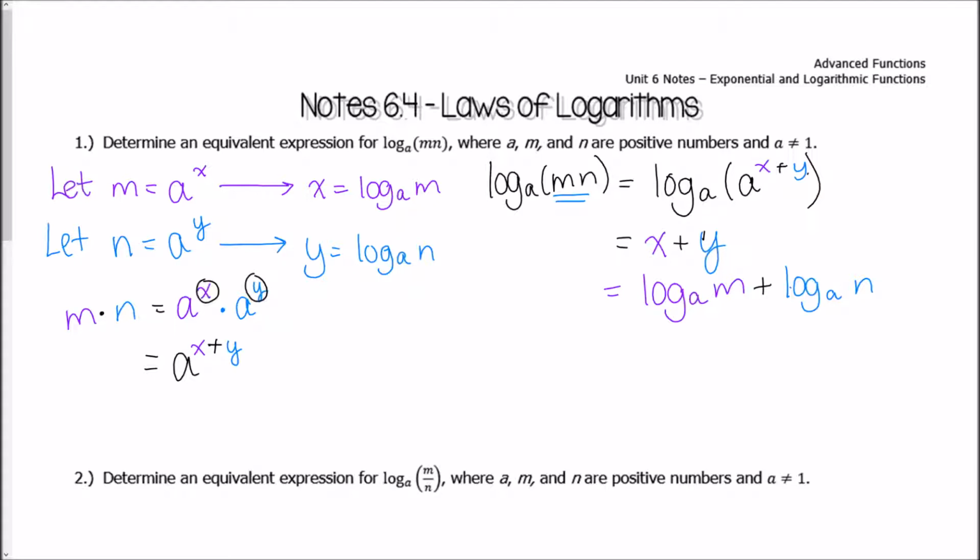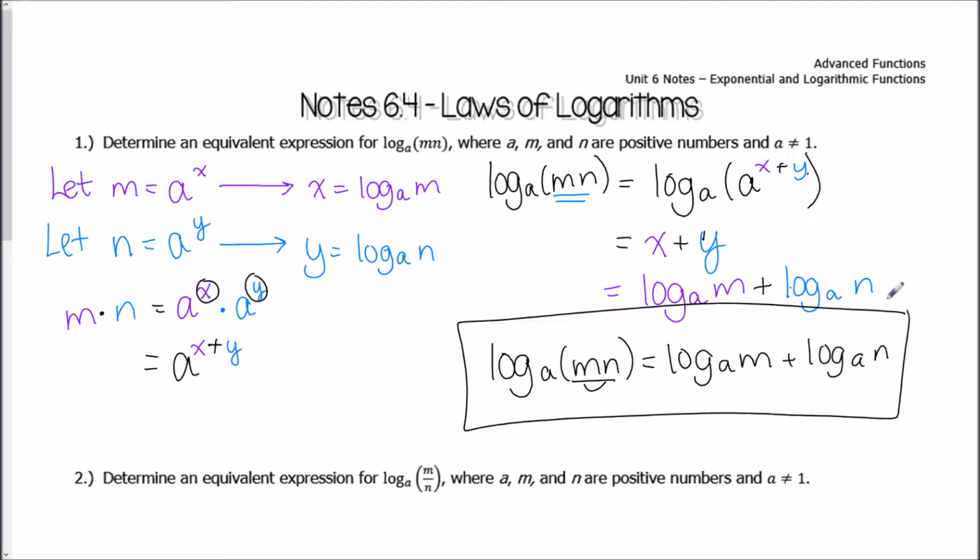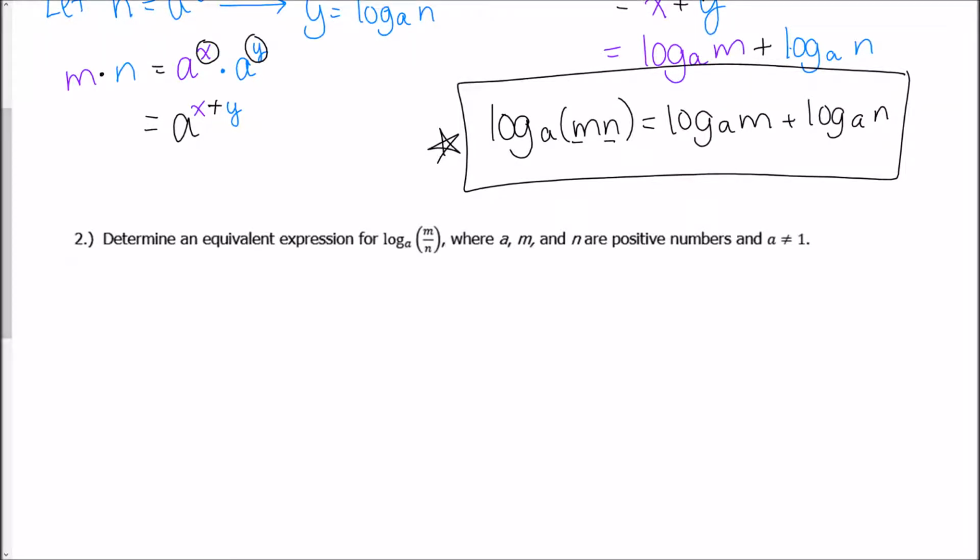Therefore I can conclude one of my laws: if I have two things being multiplied together, the log base a of that product is equal to log base a of m plus log base a of n. This is one of our really important properties, so make sure that you put some stars around it or highlight it so you remember that it's an important property.